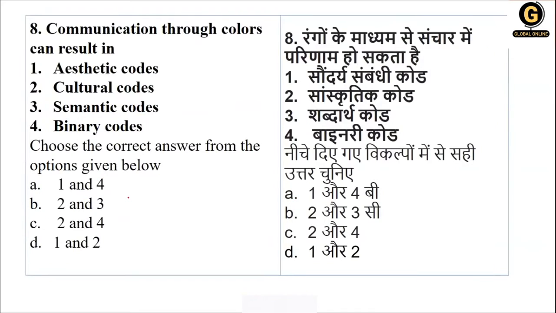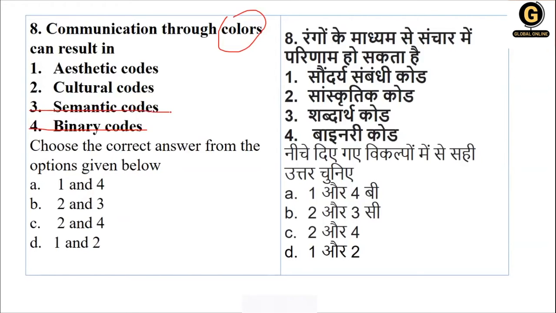Okay, let's move to question number 8. Now question number 8 talks about communication through colors can result in. Now communication with the help of colors, so somewhere it tells about non-verbal communication. Okay, now the options are aesthetic codes, cultural codes, semantic codes, binary codes. Binary codes it will not be. Okay, it's not a computer language.